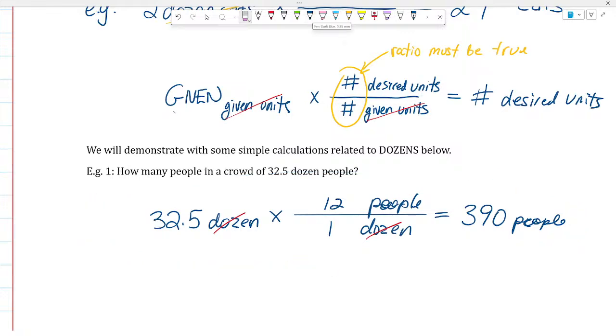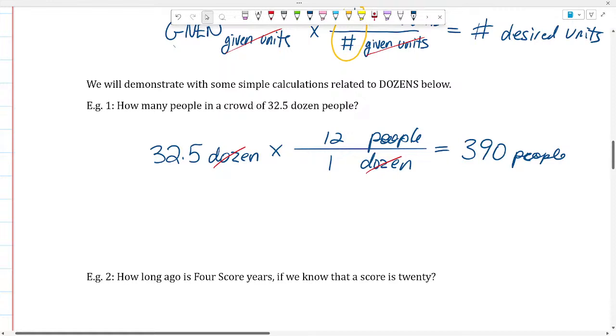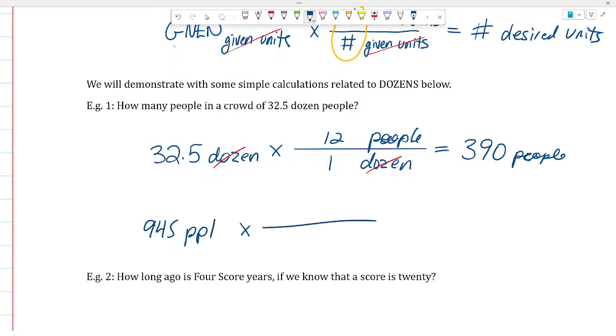Absolutely. Ready? If I had 945 people in a crowd, how many dozen is that? It's trivial. You'd say I have 945 people. You don't have to write this because there's no question asking it. And we'd say, okay, I don't want to talk about what? Where would I put that? Okay, what do I want to talk about? Okay, and then now I need to put numbers in here that are true. How many dozen is a people, or how many people is a dozen? Yeah, 1 dozen is 12 people.